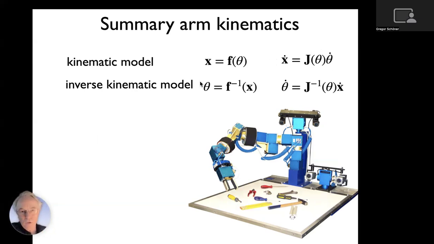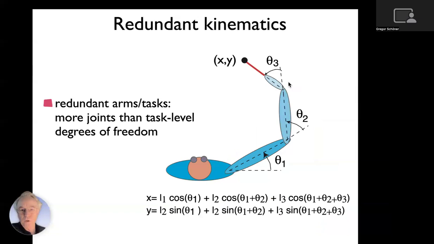So theta dot is linear here in the equation. And then the inverse model, which would be from end effector position to joint angle, and its differential form, from end effector velocity vector to joint velocity vector. So a brief comment about redundancy. Redundancy is relative to a task.